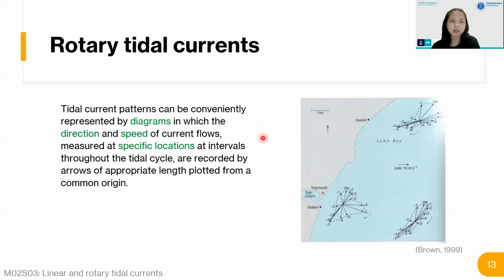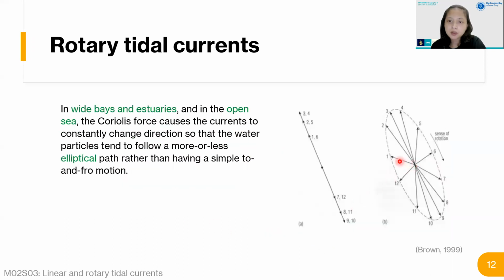And the tidal current is conveniently represented by diagrams, as I told you before, in which the direction and the speed of the current flows, measured at specific locations at intervals throughout the tidal cycle, okay, and recorded by arrows of appropriate length and plotted from a common origin. So you can go back to here, the hour is 1 until 12, okay? So you can see that it's one tidal cycle.